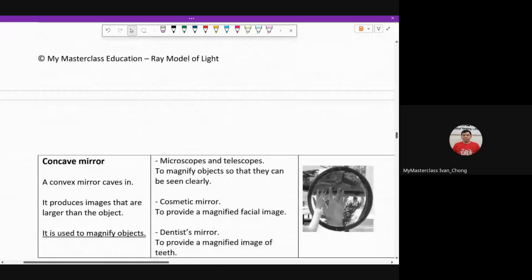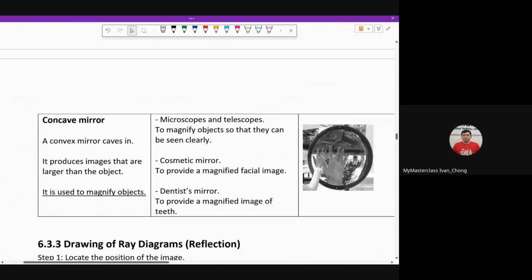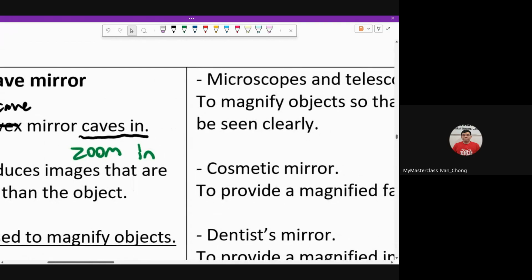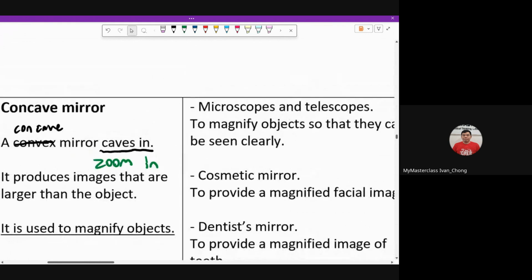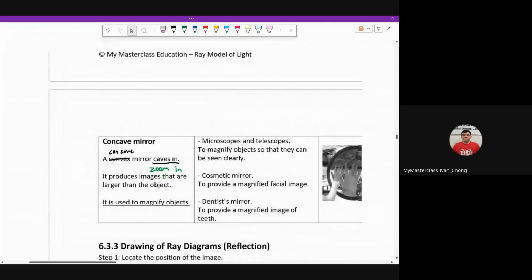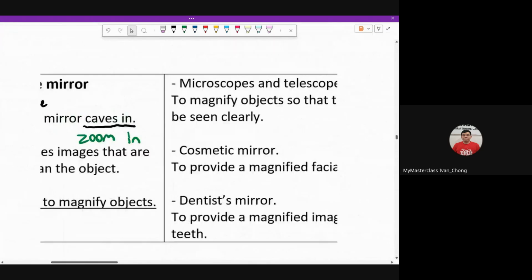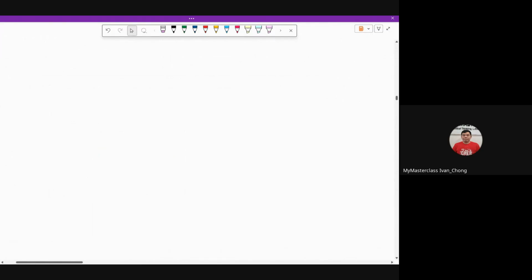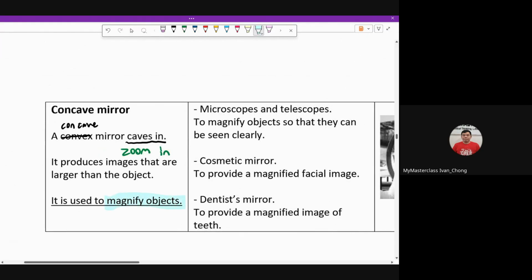For your convex mirror and your concave mirror itself, they are basically opposites of one another. So there is a little typo over here. It should be concave. So you can just imagine the word cave in means you can link it as zoom in. So for example, if you zoom into your object, you'll notice that you can see things more clearly, but you can see less things, right? So you'll see that your image that you see is previously small. Now you see it is now bigger. So the purpose is to magnify your objects, to make it bigger, larger images.